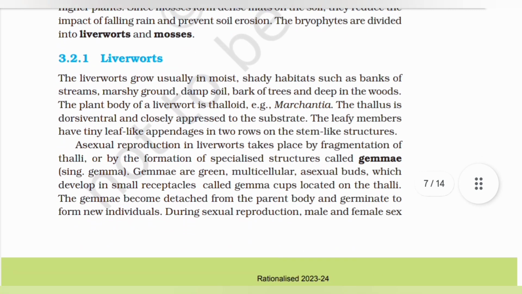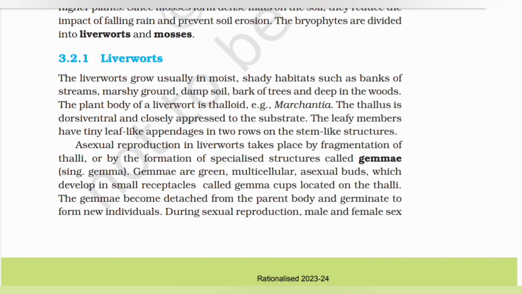3.2.1 Liverwort. The liverworts grow usually in moist shady habitats such as banks of streams, marshy ground, damp soil, bark of trees, and deep in woods. The plant body of liverwort is thalloid. Example, Marchantia. The thallus is dorsiventral and closely appressed to the substratum.